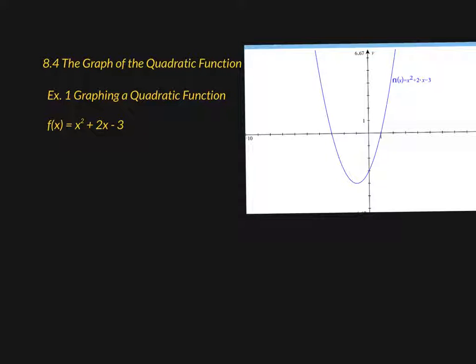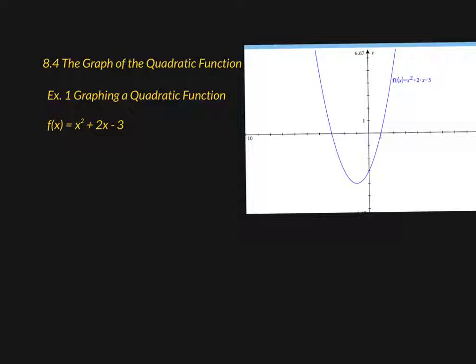Alright, I'm going to redo my video on 8.4 to make it a little bit better as far as the graphs and everything go. So let's look at example 1, and 8.4 is all about the graphs of quadratic functions. Example 1, we're graphing a quadratic function. We have the equation f of x equals x squared plus 2x minus 3.